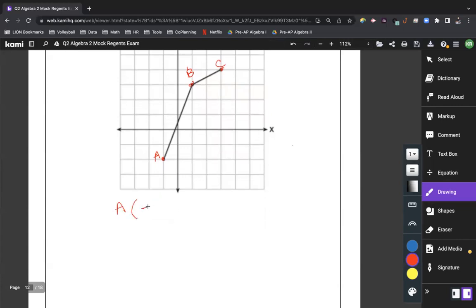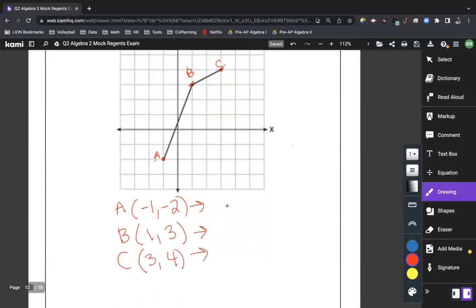So A is -1, what's that? -2. I know I've got to flip that. B is 1, 3. And C is, what's that? 1, 2, 3, 1, 2, 3, 4. That's 3, 4.